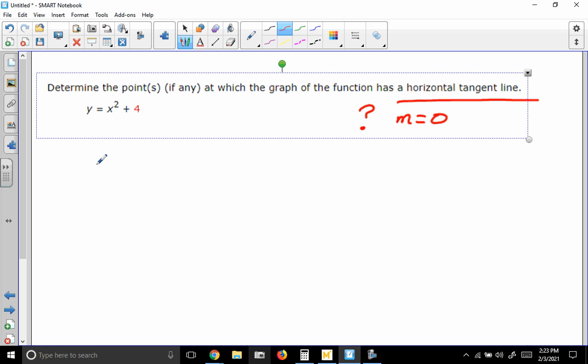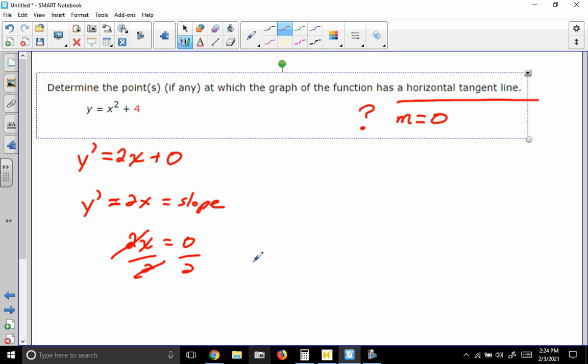So what do we know about tangent lines? Or how do we find the slope of a tangent line? We need a derivative. So for the first term, we bring the 2 down, x to the 1 less power. The derivative of a constant is 0, so our derivative is 2x. So for any x, we could plug that in and find out what our slope is. But we want to find out when is our slope 0. So set 2x equal to 0. If we divide both sides by 2, we would get that that's true when x is 0.